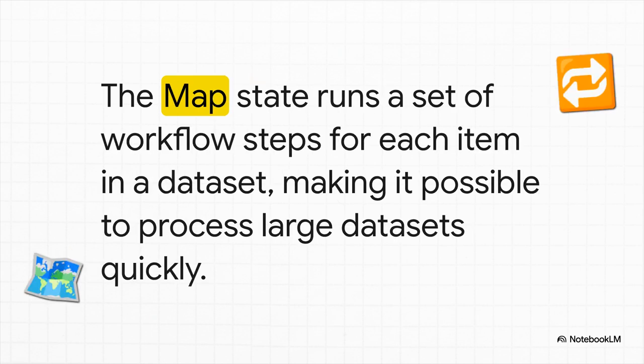And for our second superpower, we have the map state. And this is an absolute game changer for data processing. Let's say you have a list of items, maybe thousands of images sitting in an S3 bucket. The map state lets you run the same set of steps for every single one of those items, all in parallel. It is literally like having an army of workers to process your data almost instantly.